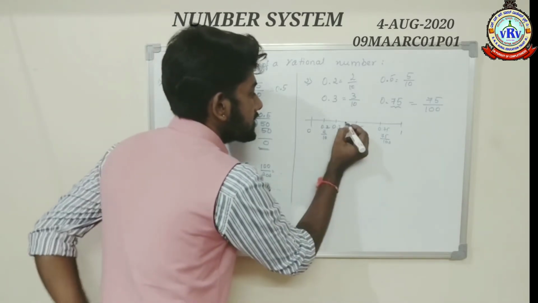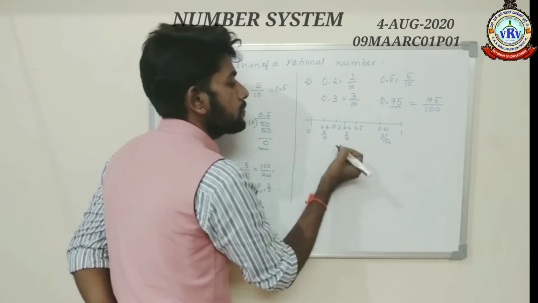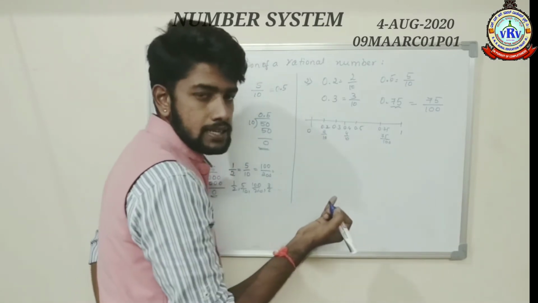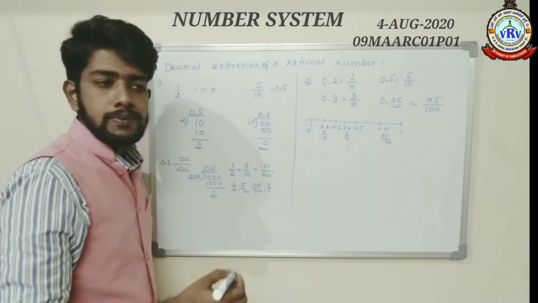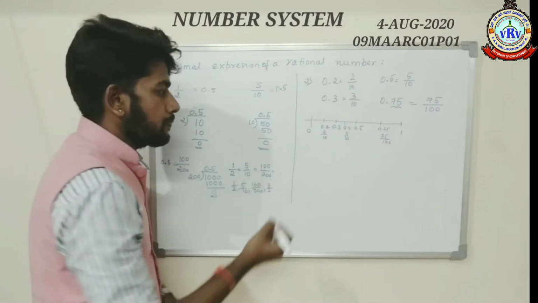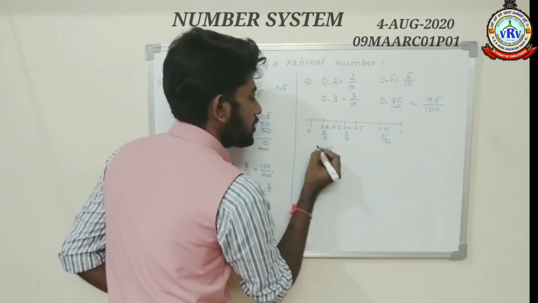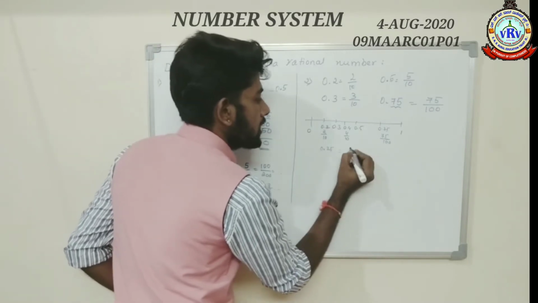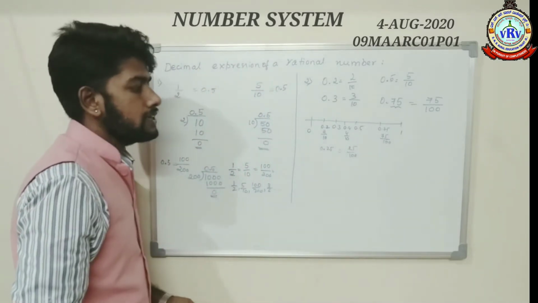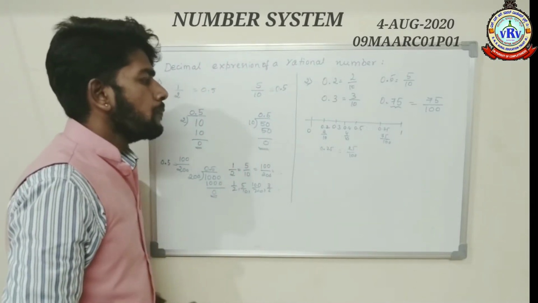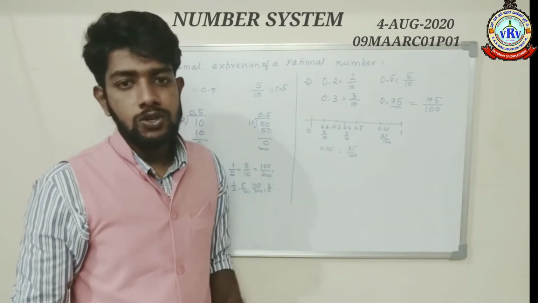But I can write some other number, 0.4 or 4 by 10, which is also in between 2 by 10 and 7 by 10, and I can write infinitely many rational numbers between 2 by 10 and 7 by 10. 0.25 also belongs in between 2 by 10 and 7 by 10, that is, 25 by 100 also lies in between. So there are infinitely many rational numbers between any two rational numbers.